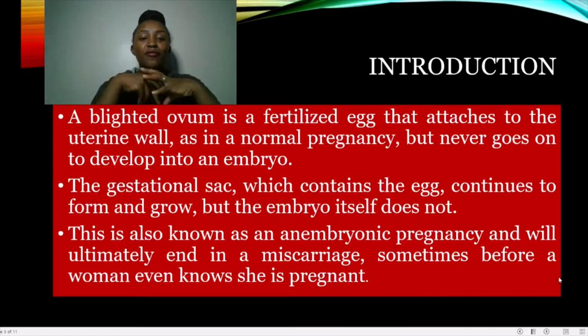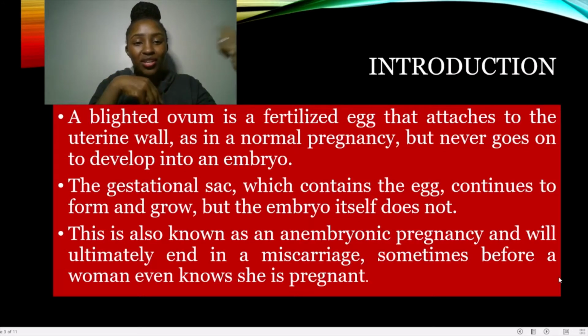A blighted ovum is a fertilized egg that attaches to the uterine wall as in a normal pregnancy but never goes into developing into an embryo. The gestational sac, however, which contains the egg, continues to grow and form. However, the embryo will not grow, will be absent. This is known as an embryonic pregnancy and will ultimately end in a miscarriage or spontaneous abortion, sometimes before even the woman knows that they're expecting.